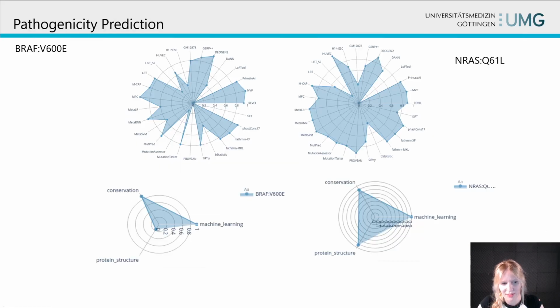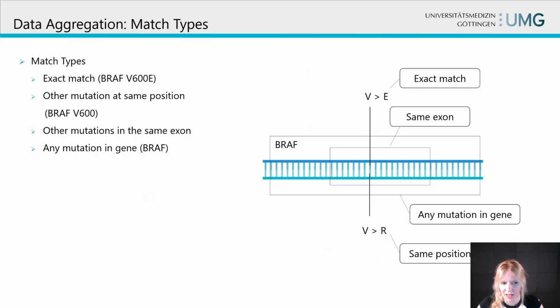As for our pathogenicity prediction, we calculate multiple pathogenicity scores and categorically group them according to their most important aspect, including conservation, protein structure, or machine learning. As for the clinical significance data, we search for different match types. We search for exact matches, like BRAF V600E, other mutations at the same position, or other mutations in the same exon. Finally, we are searching for clinical significance data for any mutation in the whole gene.